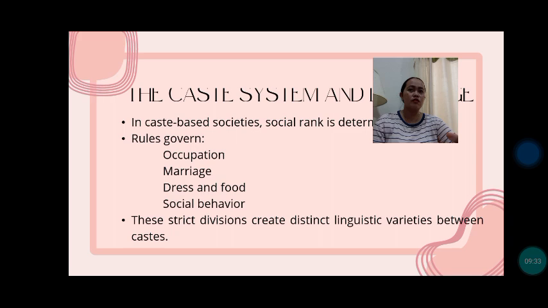Next, the caste system and language. In caste based societies, a person's rank is determined by birth and cannot easily be changed. These are strict rules that govern what kind of work a person does, whom they marry, how they dress, and even how they behave in public. These divisions don't just shape social life, they also shape language. People from different castes tend to develop their own ways of speaking, forming distinct linguistic varieties within one language.